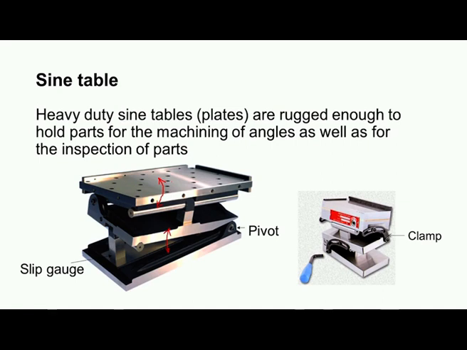You can see the holes are provided for mounting the component on this particular table. So, these sine tables are heavy duty tables. They are very rugged to hold the parts for measurement of angles as well as for machining of angles. Workpieces can be mounted on this table and it can be machined. You can see the clamps for the two plates or two tables. Using these clamps, the tables can be rigidly clamped at the set angles.